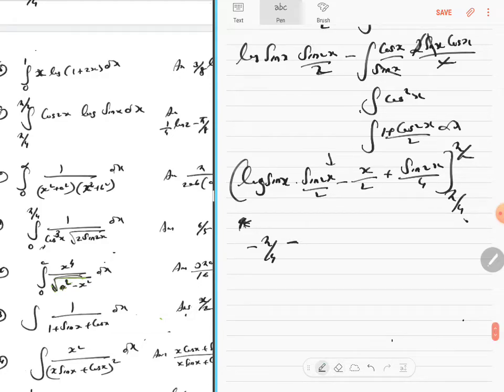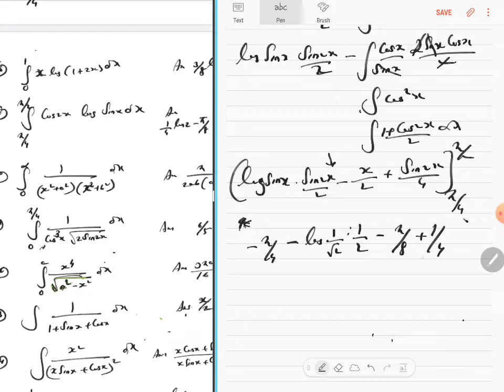So sin 2 into pi by 4, sin 90 is 1 by 2, log sin pi by 4 itself is 1 by root 2, into sin pi by 2, 1 by 2. Okay, that is not a part of the log, that's 1 by 2 minus pi by 8 plus sin 2 into pi by 4, sin pi by 2 is again 1 by 4.